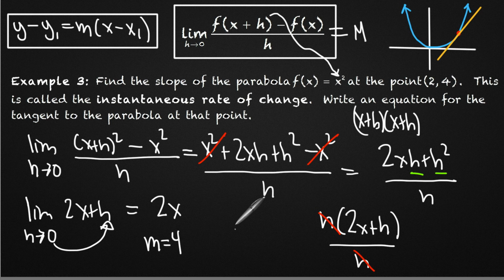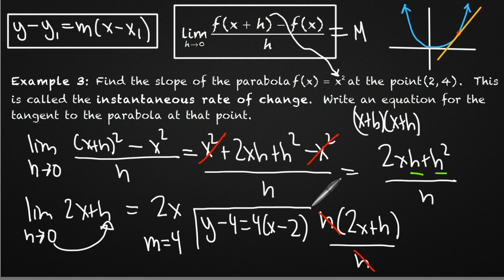Now we're ready to write our tangent line. So it's going to be y minus 4, the y coordinate of the point, is equal to m, which is 4, times x minus the x coordinate of the point, 2. And that is essentially how you would write the equation for the tangent line.